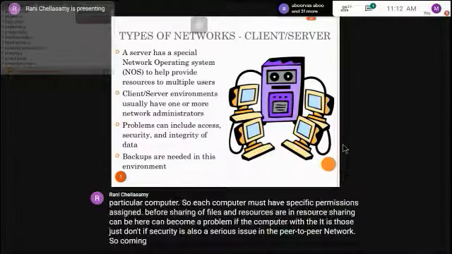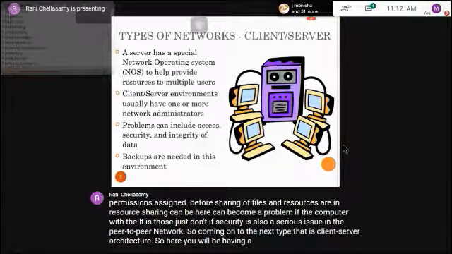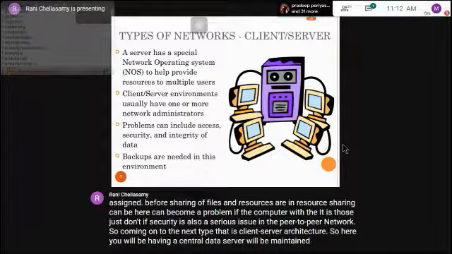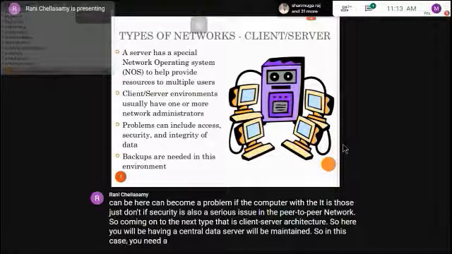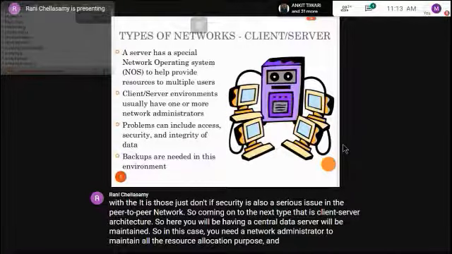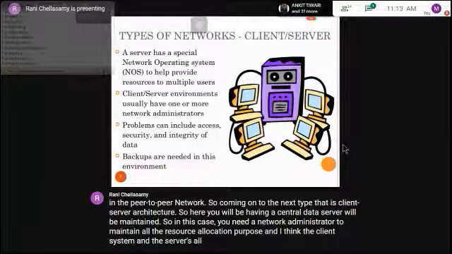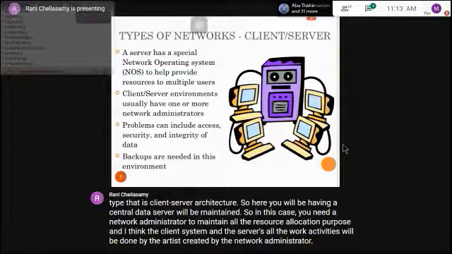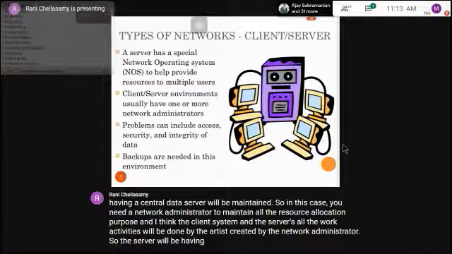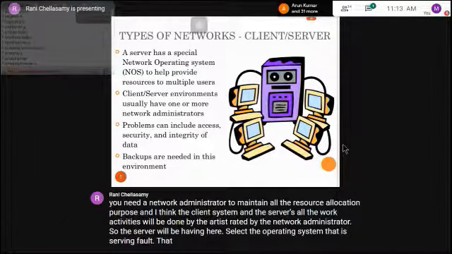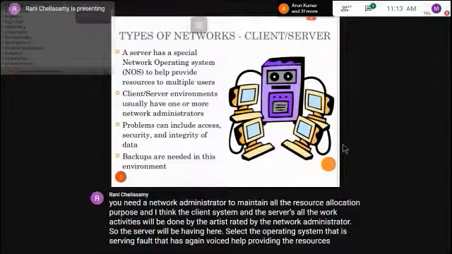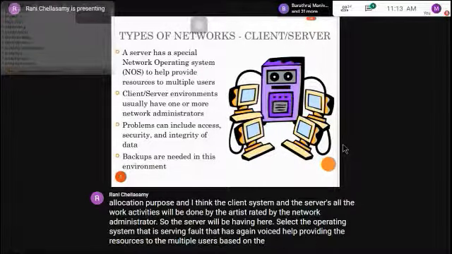Coming to the next type, that is client-server architecture. Here a central server will be maintained. In this case, you need a network administrator to maintain all the resource allocation and maintain the client systems and the servers. All the work activities will be administrated by the network administrator. The server will have a special network operating system, which we call NOS, to help provide the resources to the multiple users based on the requests received from each individual user.